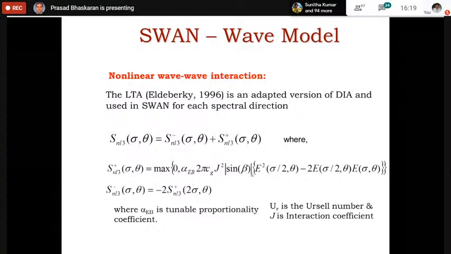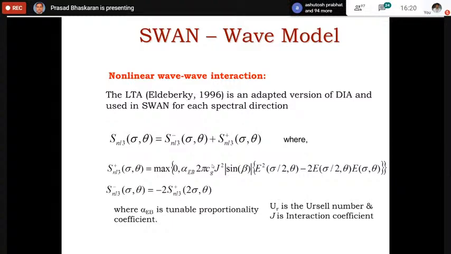Another term is called the nonlinear wave-to-wave interaction. This nonlinear interaction is one of the most complicated processes, very, very difficult to understand. But in a nutshell, I'll try to tell how this theory has been used. The concept comes from the Brownian motion in physics. I think all of you may be aware of Brownian motion, the motion of particles in a closed jar. These particles move randomly and they weakly non-linearly interact. So a similar concept has been used in the nonlinear wave-to-wave interaction theory.